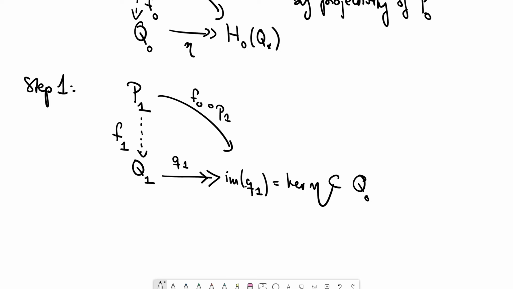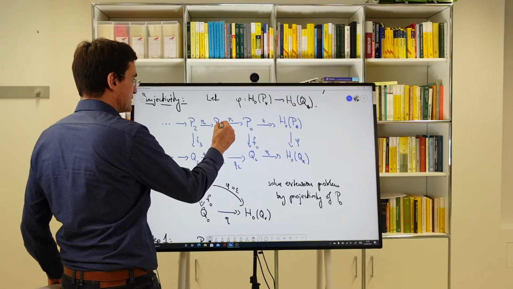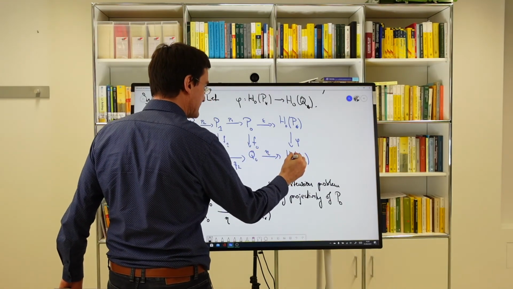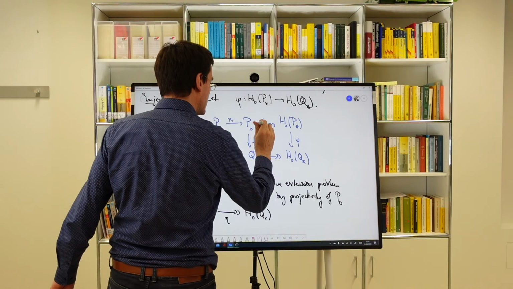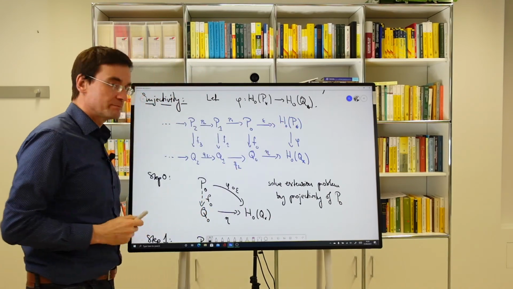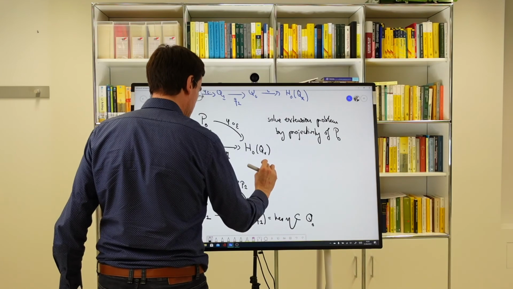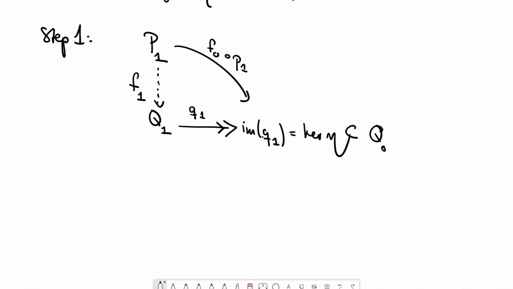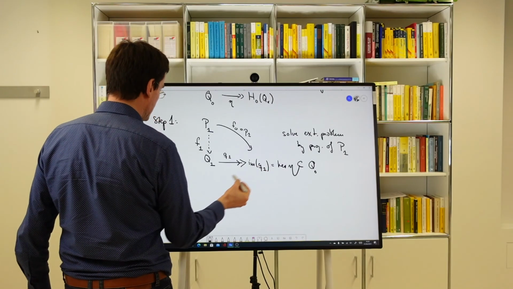The only thing we have to check is that this map actually lands in the kernel of eta. So let's check that by looking at the diagram. If I go from here to there, and then by eta, it should be zero. But going from here to there is the same by commutativity as going two steps here and then down via phi, but going two steps here is zero. Also, this is zero, and therefore this lands in the kernel of eta, therefore in the image of Q1. So, solve extension problem by projectivity of P1, and you see how we use all the assumptions. So we use also the exactness here. And then it goes on.